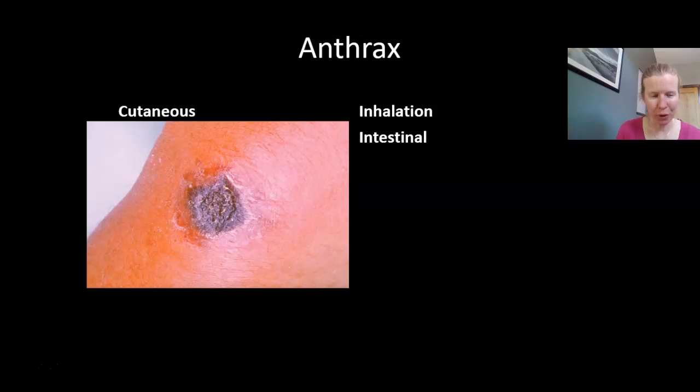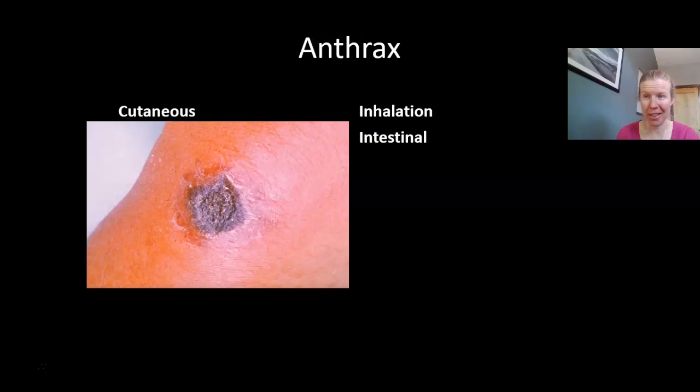Probably more concerning, inhalation anthrax or intestinal anthrax. Intestinal anthrax, you would get by eating contaminated, undercooked meat, ending up with inflammation in your intestines. Nausea, loss of appetite, vomiting, fever, abdominal pain, vomiting blood, severe diarrhea. It starts to get worse and worse. And again, a really high mortality rate. If not treated, up to about 50% mortality.